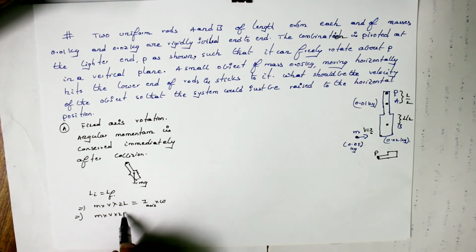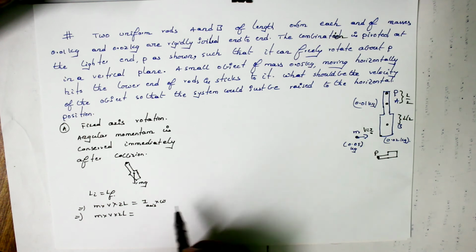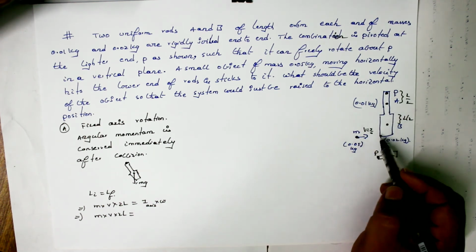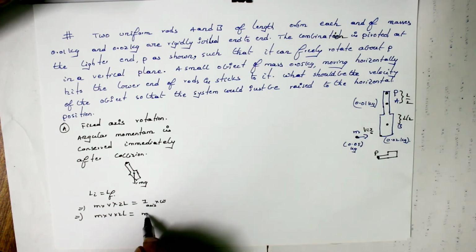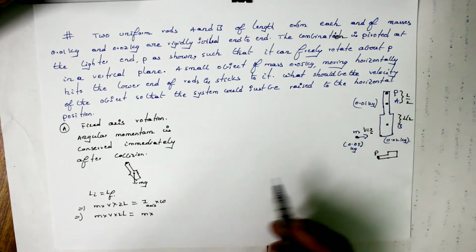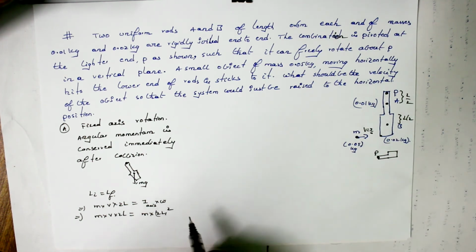So m into v into 2L is equal to, first of all, if I take this point mass, the moment of inertia of a point mass is mr square, so m into the perpendicular distance from the axis of rotation, which is 2L, so 2L whole square.